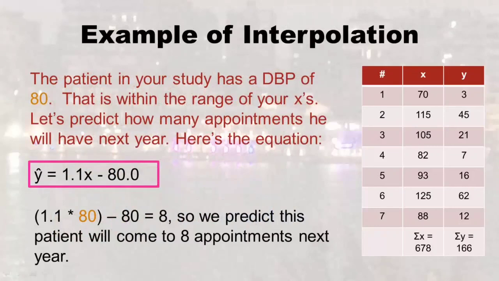So here I'm going to give you an example of interpolation. The patient in your study has a DBP of 80. Okay, so 80 is right in there. It's in that range. So let's use it, right? So we do it now. This looks familiar to you because we just did this when we did residuals, but we're using a new person now. So 1.1 times 80 minus 80 equals 8. So this is what we would do: predict that this patient would come to 8 appointments next year. So that's how we use our least squares line equation like a crystal ball where we can predict, right?